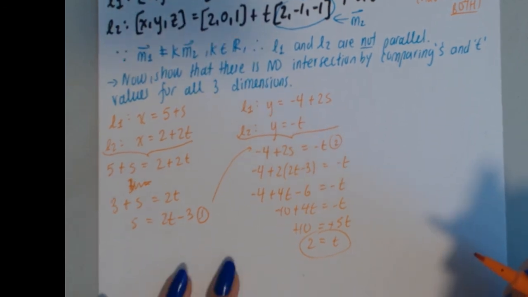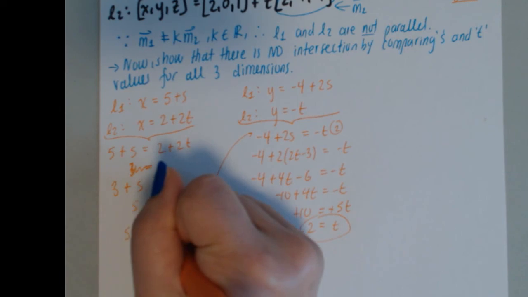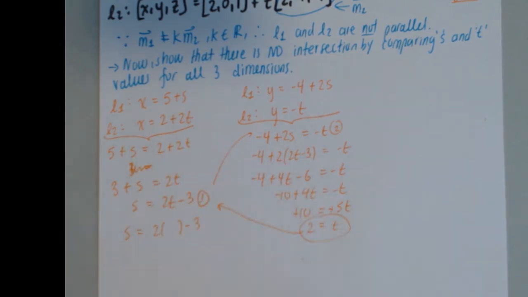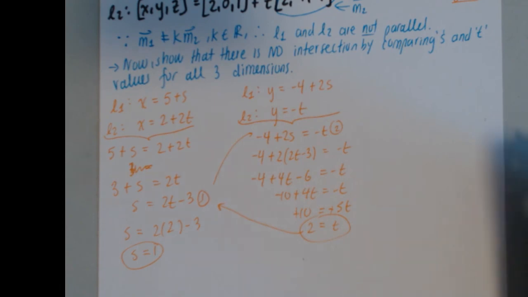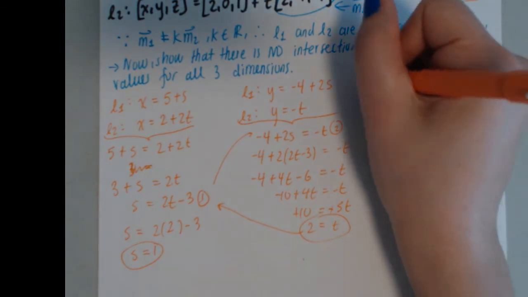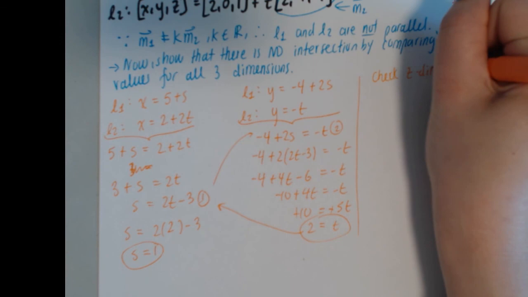Now take that T value and plug it in into equation number 1. S is equal to 2T minus 3. T is 2. 2 times 2 is 4, minus 3 is 1. So we obtain these S and T values. Again, if you decide to use the X and Z dimensions or the Y and Z dimensions to get S and T values, they will not be the same. So just expect that. Now, let's check the Z dimension.